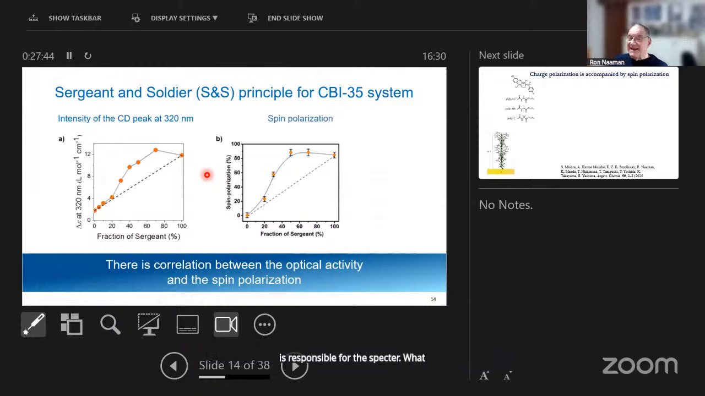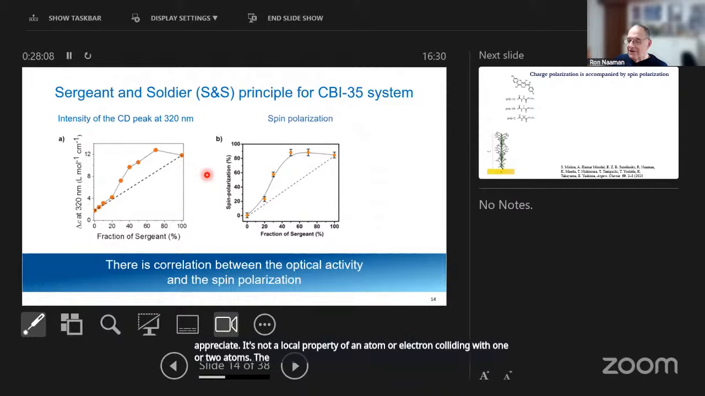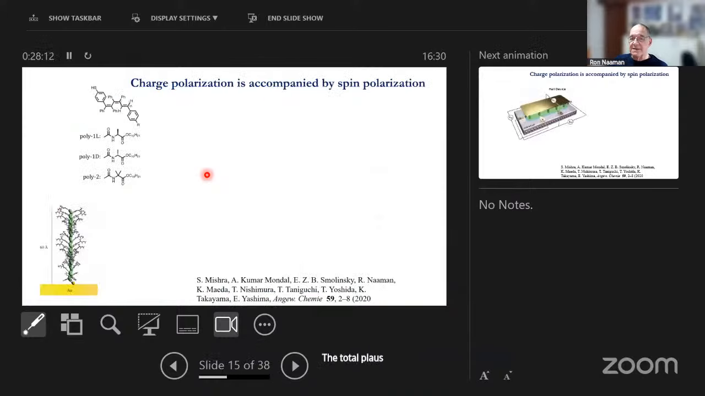It indicates that actually the CISS, the spin polarization of the electron going through the system, is sensitive to the polarizability of the whole molecule. And that's very important to appreciate. It's not a local property of an atom or an electron colliding with one or two atoms. The electron going through feels the total polarizability of the system.